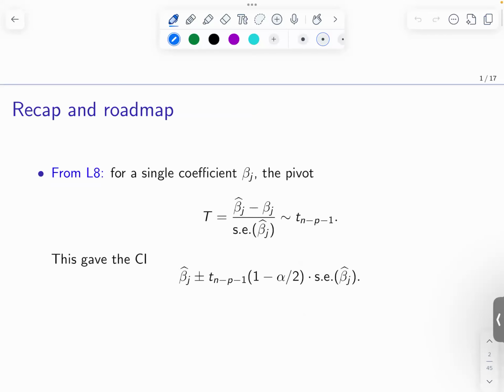Okay, so let's continue with what we started last time. And let's see if there is a way to switch the lights on.